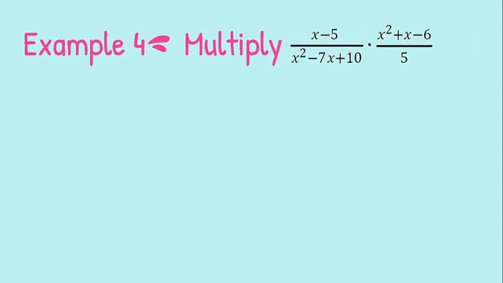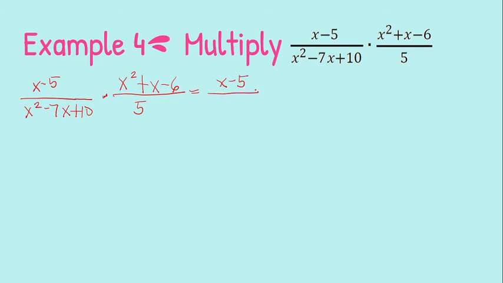Next, how about (x minus 5) over (x squared minus 7x plus 10) times (x squared plus x minus 6) over 5. So, I'm going to copy first the given. I'm going to use again the same procedure I made in example number 3, which is to factor first the numerator and the denominator, and then cancel the common factors. So, for x minus 5, that is in simplest form. So, it will remain x minus 5.